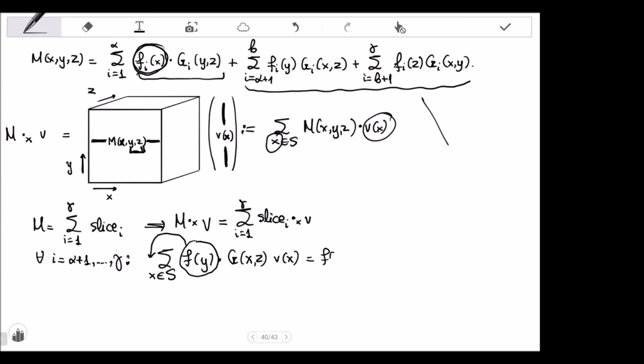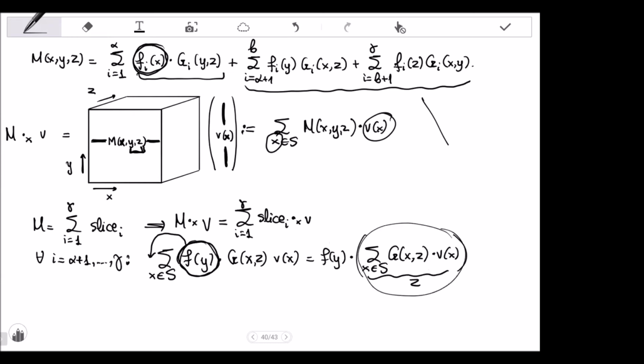So this is f of y times the sum over x. So whatever I get here doesn't depend on x anymore. This, you notice, depends on z only because they add over all x. So this is a slice again. You see, y is outside because it could go outside. And here this depends on u and z.